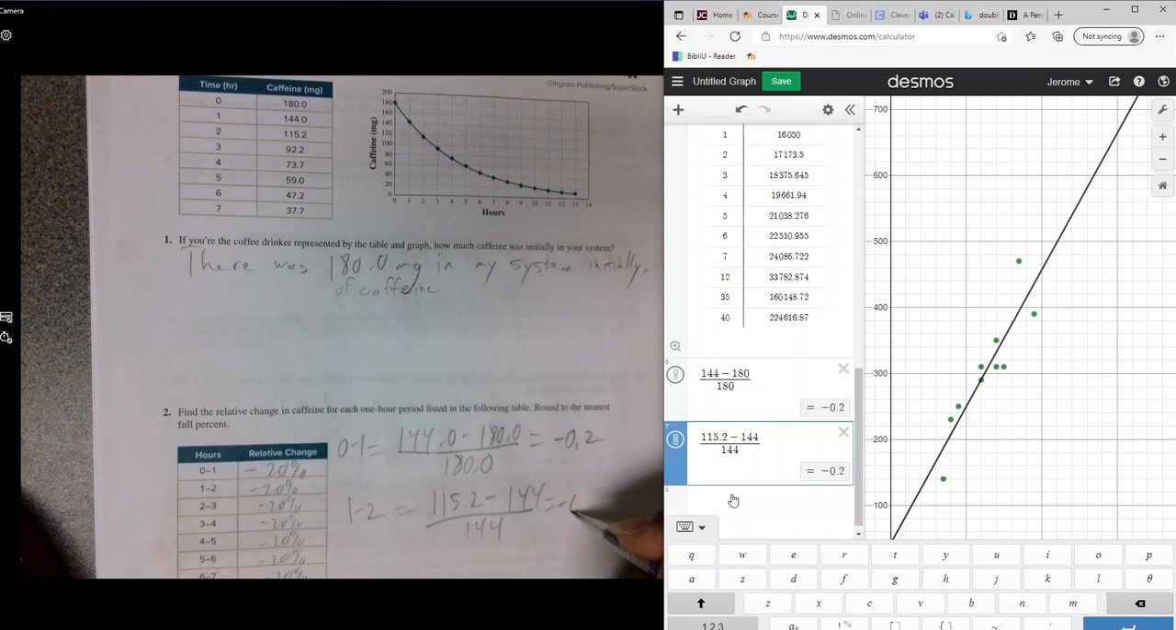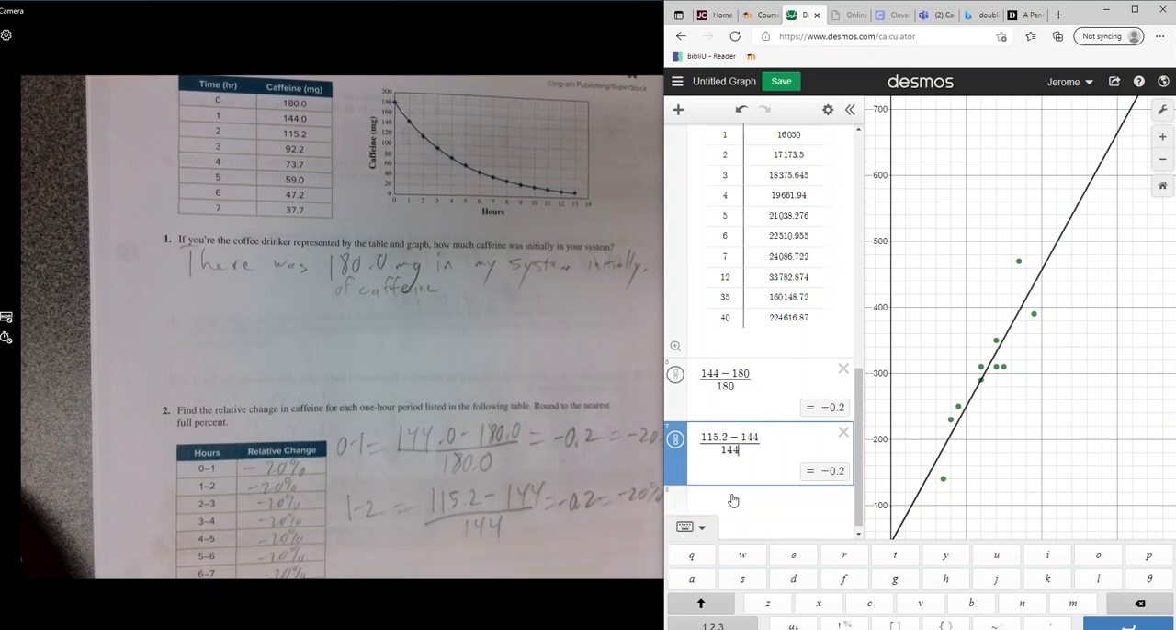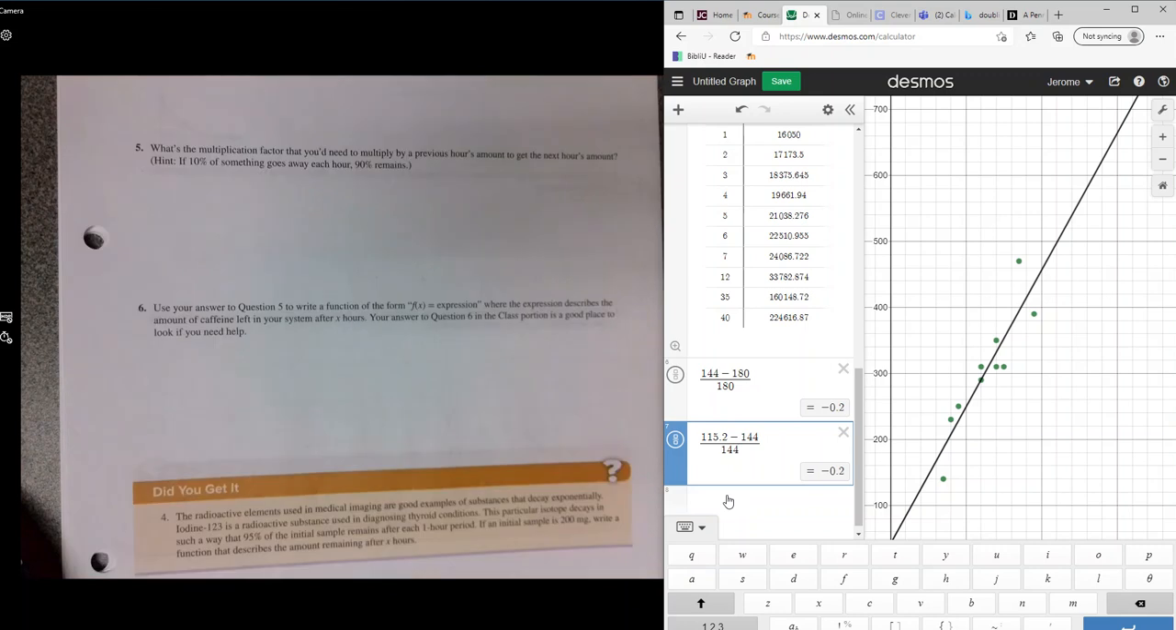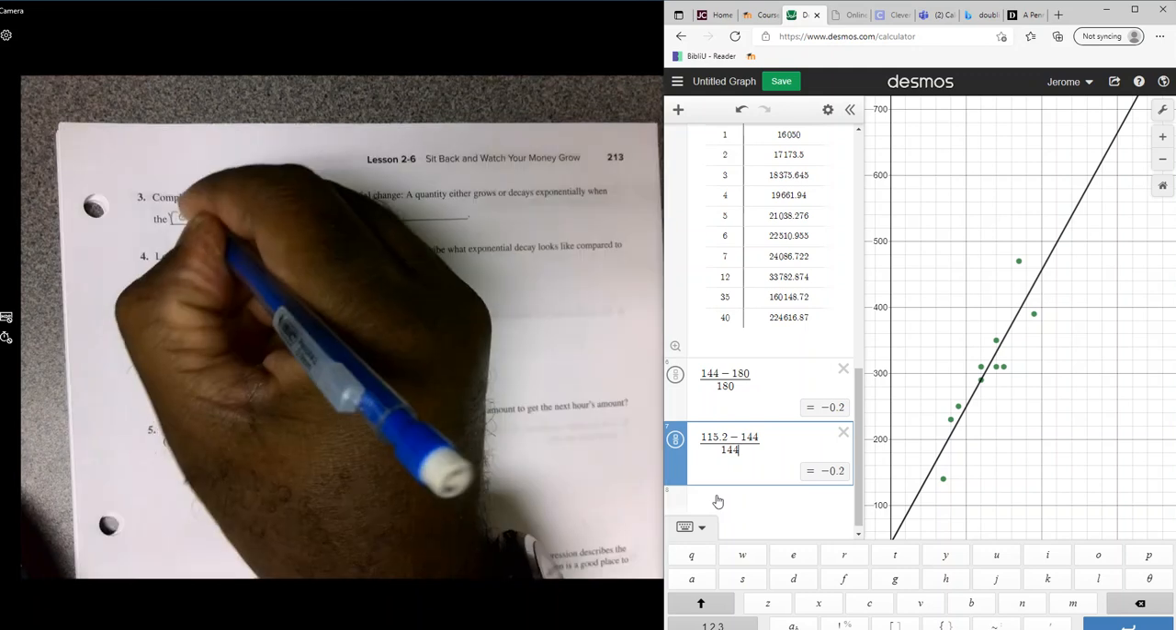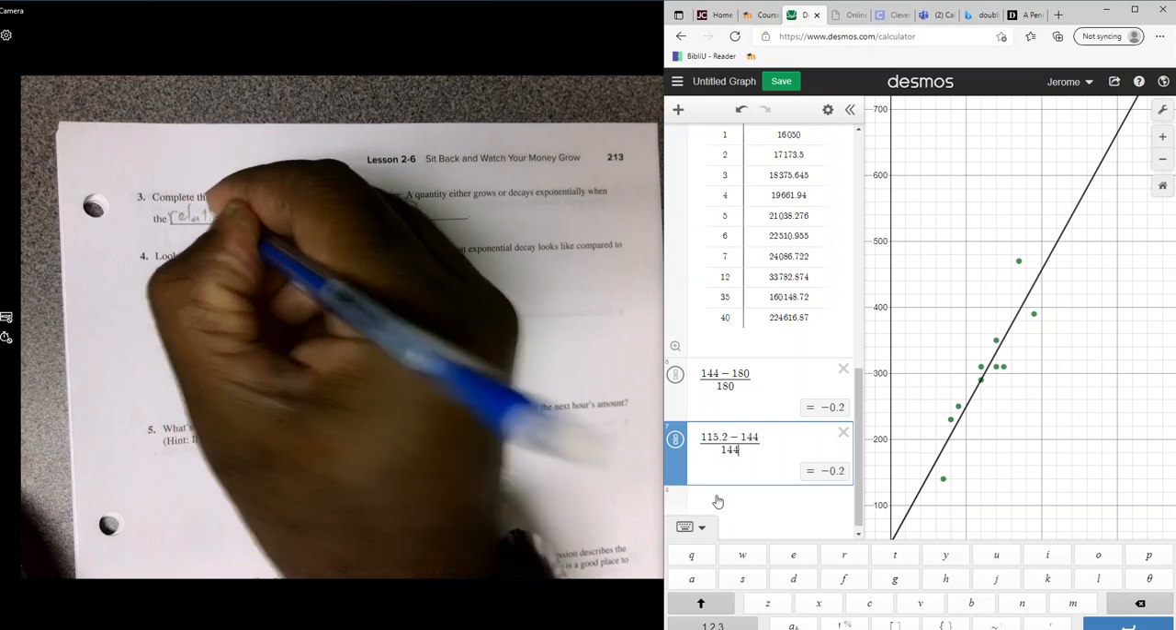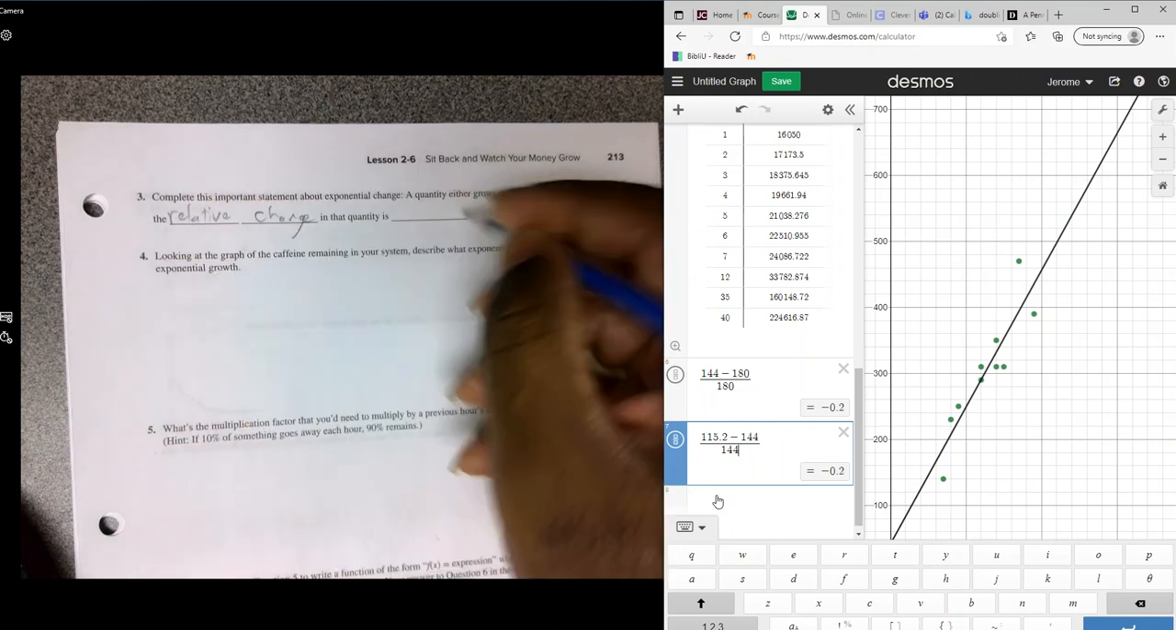Okay, now we go on to the next page, which is page 213. Now, number 3, it says, complete the important statement about exponential change. A quantity either grows or decreases exponentially when the relative change in that quantity is constant. Now, looking at the graph of the caffeine remaining in your system, describe what exponential decay looks like compared to exponential growth.